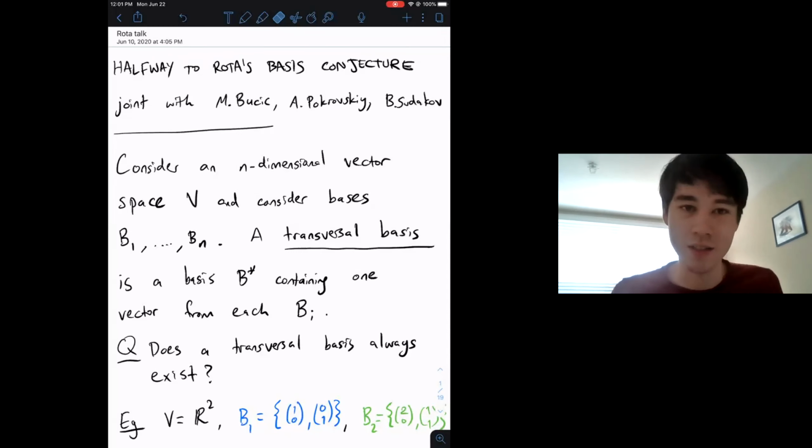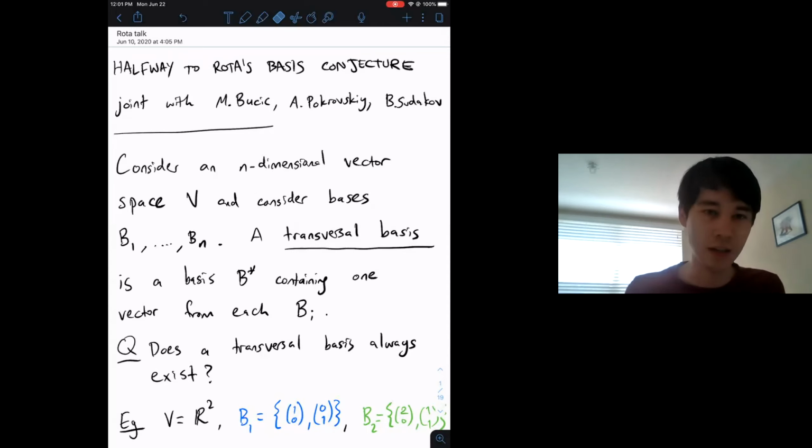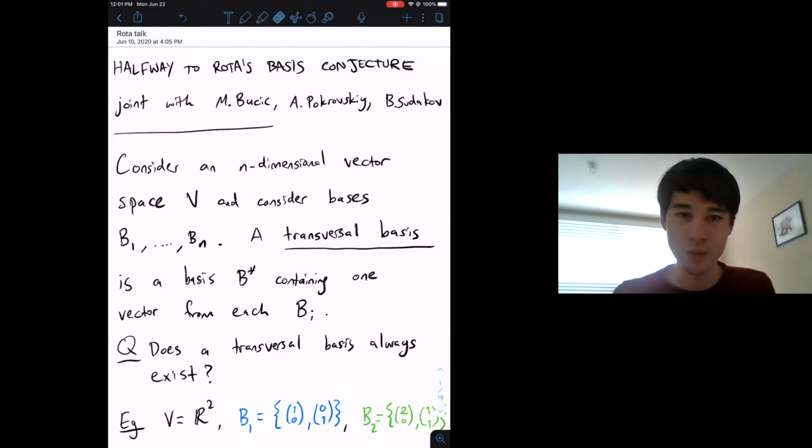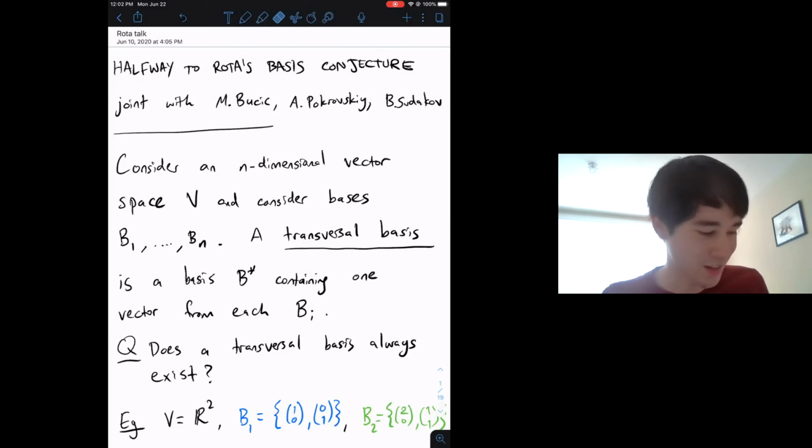I'll be speaking about some work from a few years ago now, joint with Matija Bucic and Alexei Pokrovsky and Benny Sudakov on, as Paul said, Rota's basis conjecture. The first thing I would like to say is that this work turned out to be completely elementary, and I tried to make the talk so that even if you don't know what a matroid is, I hope that you will be able to follow. So please interrupt me if you don't understand something.